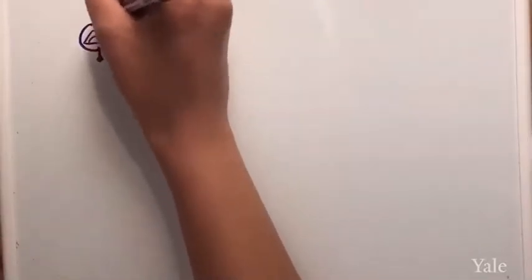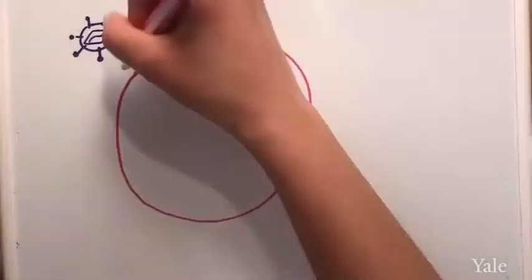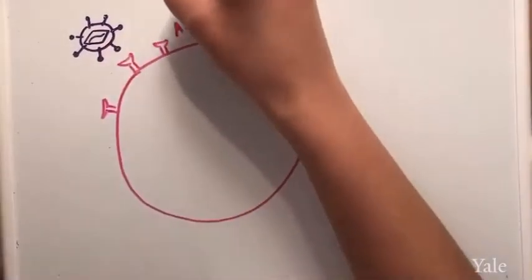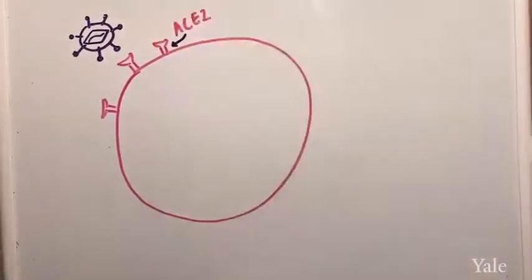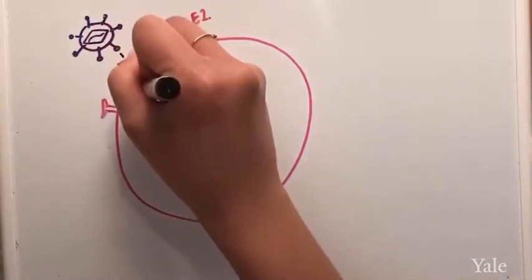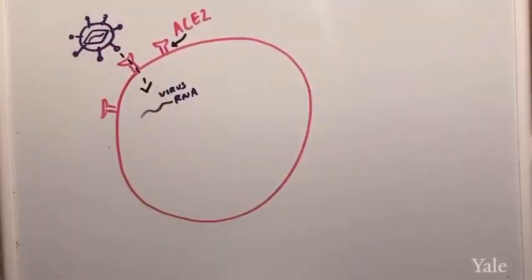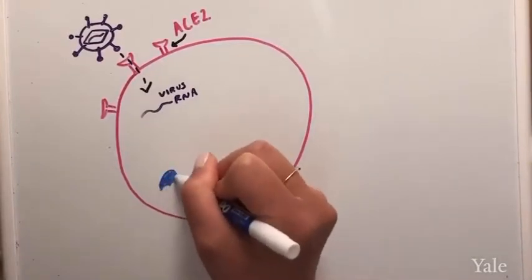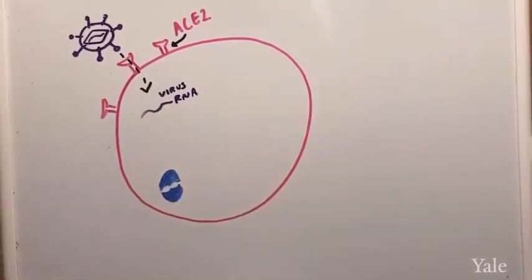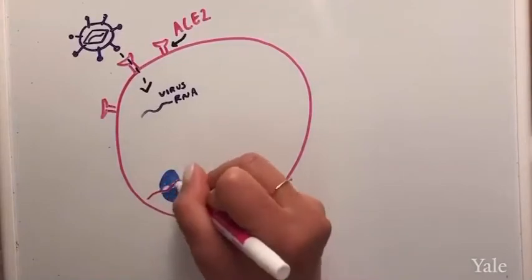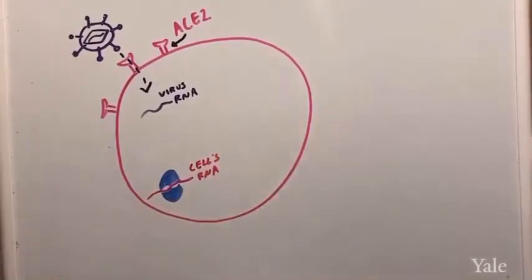Once the virus enters your body, it looks for cells with the right receptors. Specific spike proteins bind to a specific type of receptor called ACE2, which stands for angiotensin converting enzyme 2. When the virus binds to this receptor on a cell, it's then able to enter and release its RNA into the cell. The cell has its own replication machinery, like a ribosome, for making its own RNA into protein.